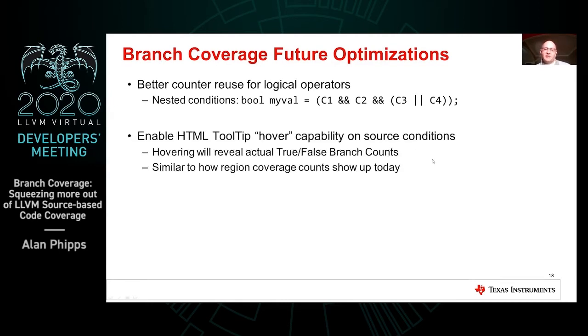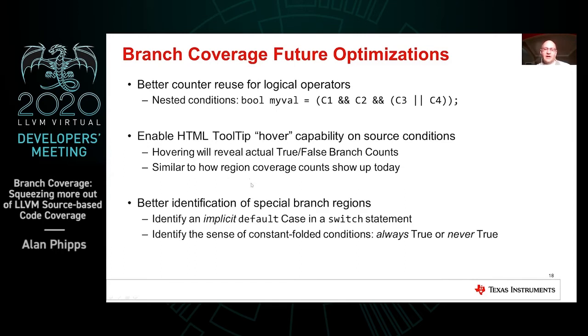I'd also like to enable the HTML tooltip hover capability on source conditions so you can hover over the condition itself and get the number of times it evaluated true and false, similar to what LLVM cov does with region coverage counts today.